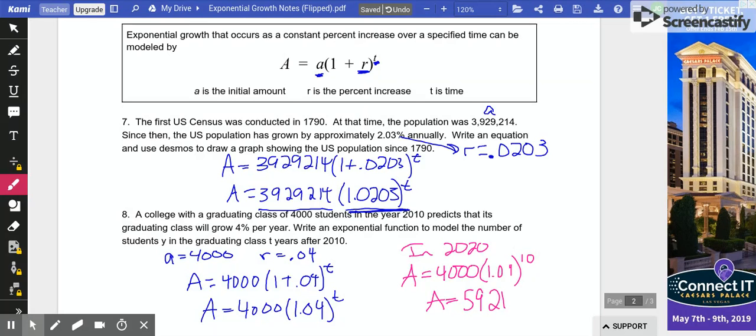On the next page of your little packet are some questions to try. So I want you to do those first. Don't watch the next video until you try those first on your own, and then check the next video, okay? So pause, do the problems, and then watch the video.